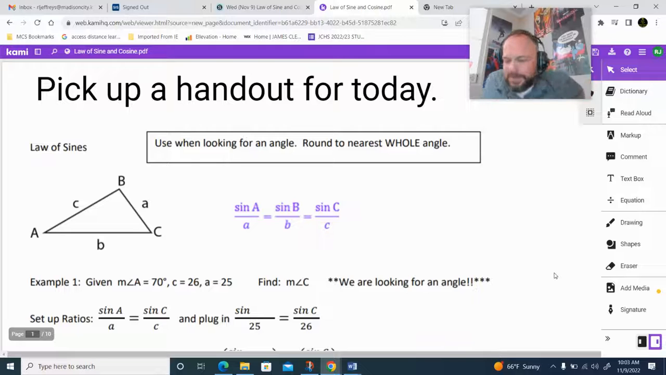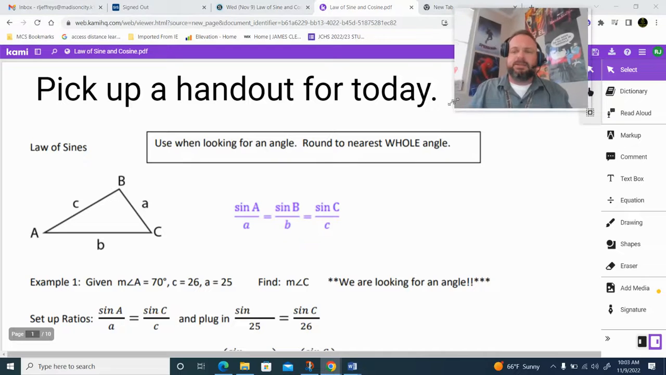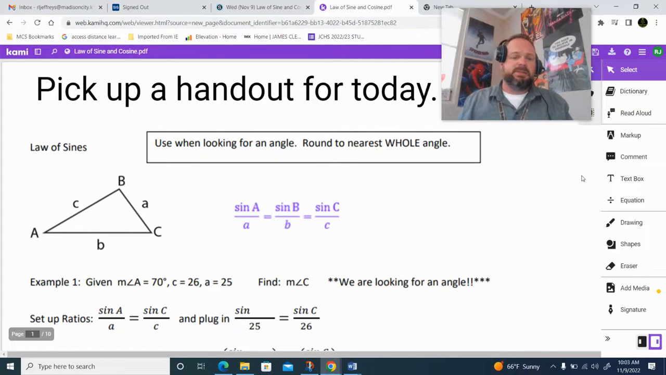Okay, we are back from Mr. Jeffrey's Algebra 2 with Statistics. This lesson may help some other people that don't know how to do this stuff, because I teach it differently.